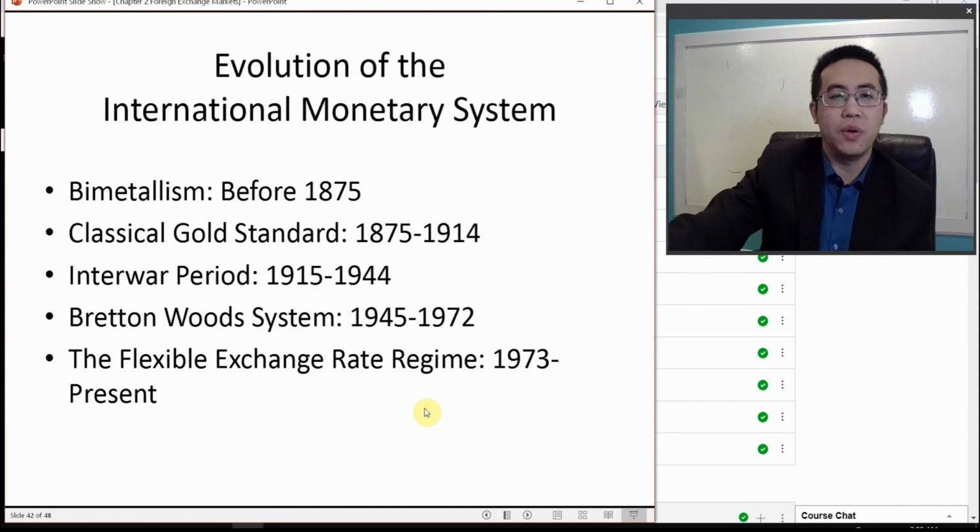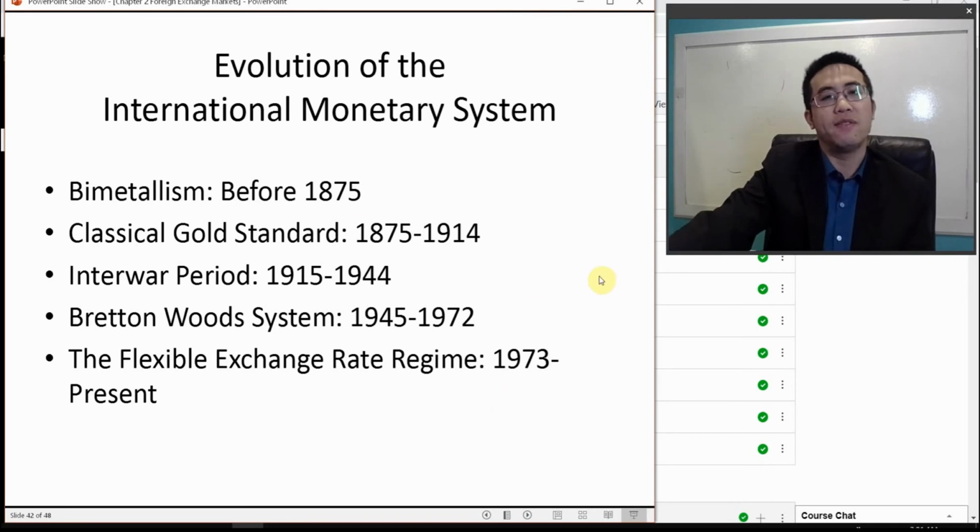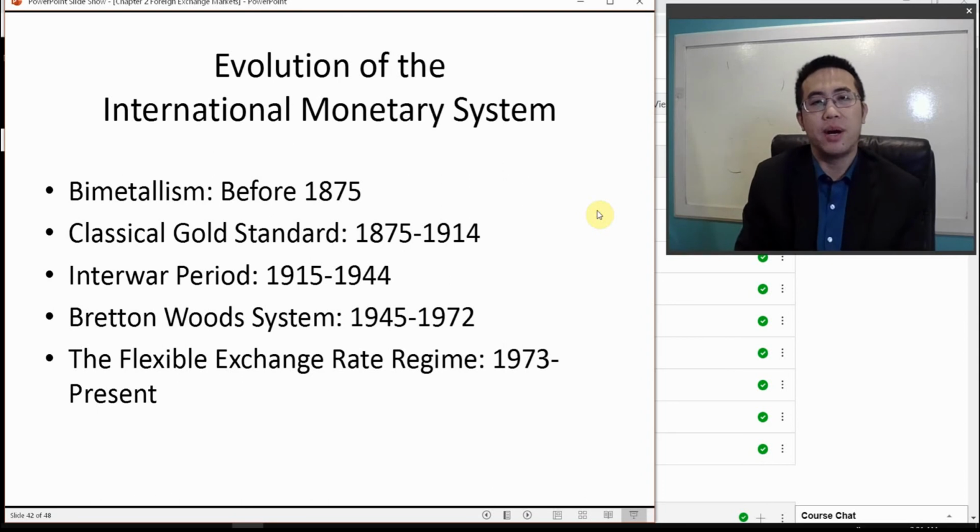Well, is it always so that the U.S. has this free floating exchange rate policy? Not true. If we get back to the long scope of history, what happens before 1973? We have five different evolutionary periods for the international monetary system.